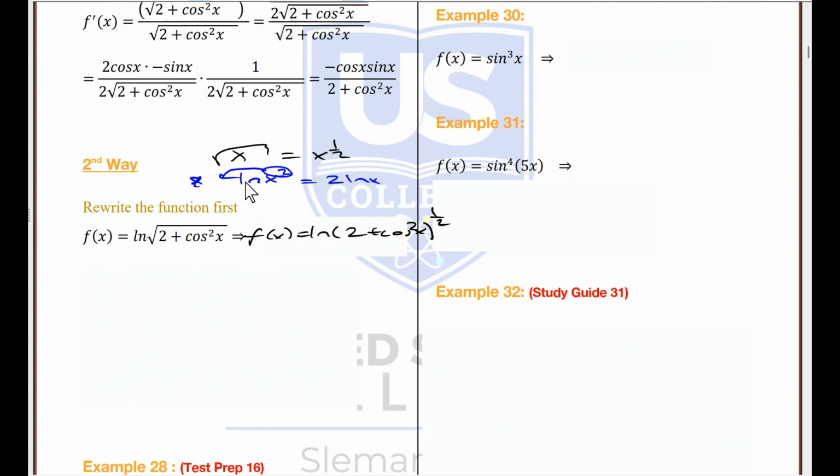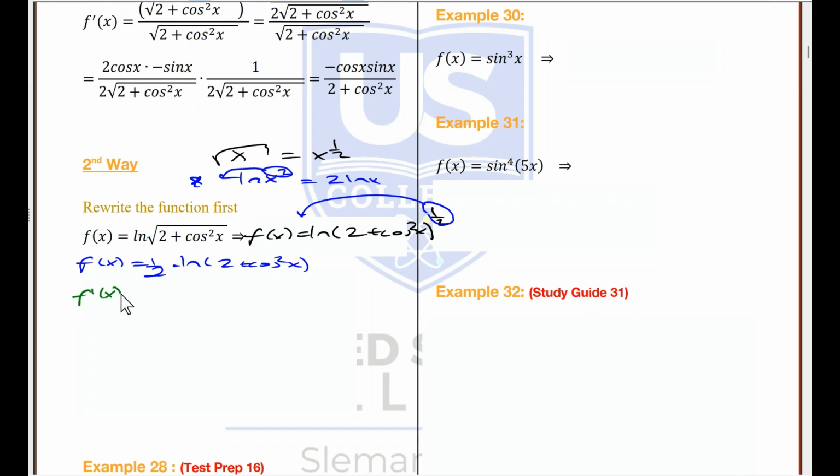So by using the same idea, same property, I have a power of the angle here as 1 over 2. I can bring that power down in front. So f of x becomes 1 over 2 times ln of 2 plus cosine squared. Now my function is rewritten. I can take its derivative in a much easier way than the original function. Taking derivative of this is easier than taking derivative of this. So let's start taking derivative.